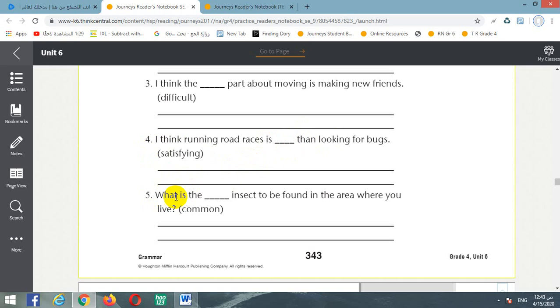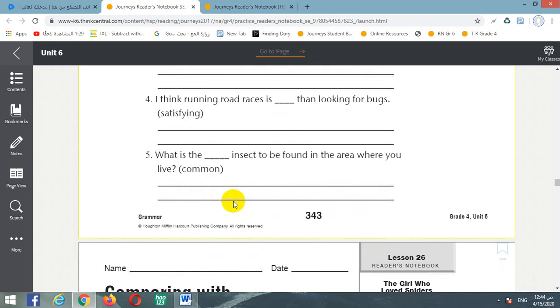Number five, what is the ___ insect to be found in the area where you live? Common. Common, also long adjective, and here we have the, so the most. The most plus long adjective, it will be what is the most common insect to be found in the area where you live.